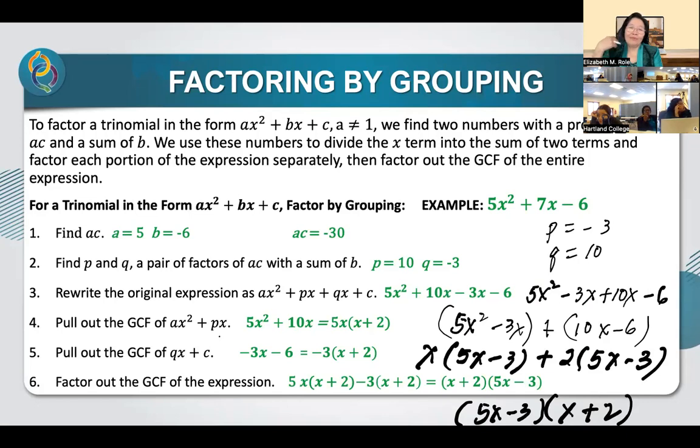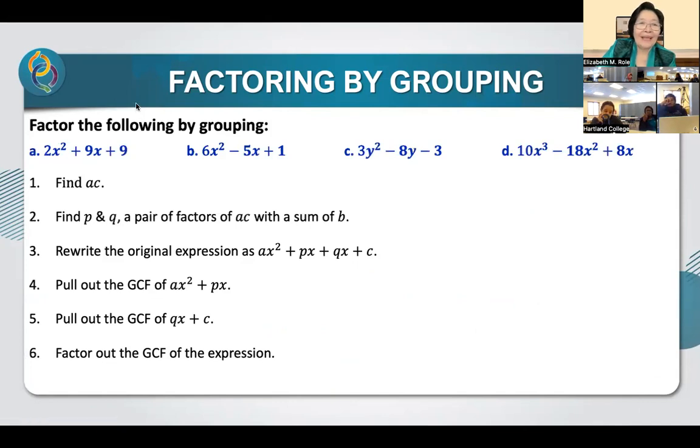Maybe it will become clearer as I give more examples here. So let's see what we can do. All right, let's proceed here. It's not necessary really to pull out. We can do that directly already. So let's do letter A for this factoring here.